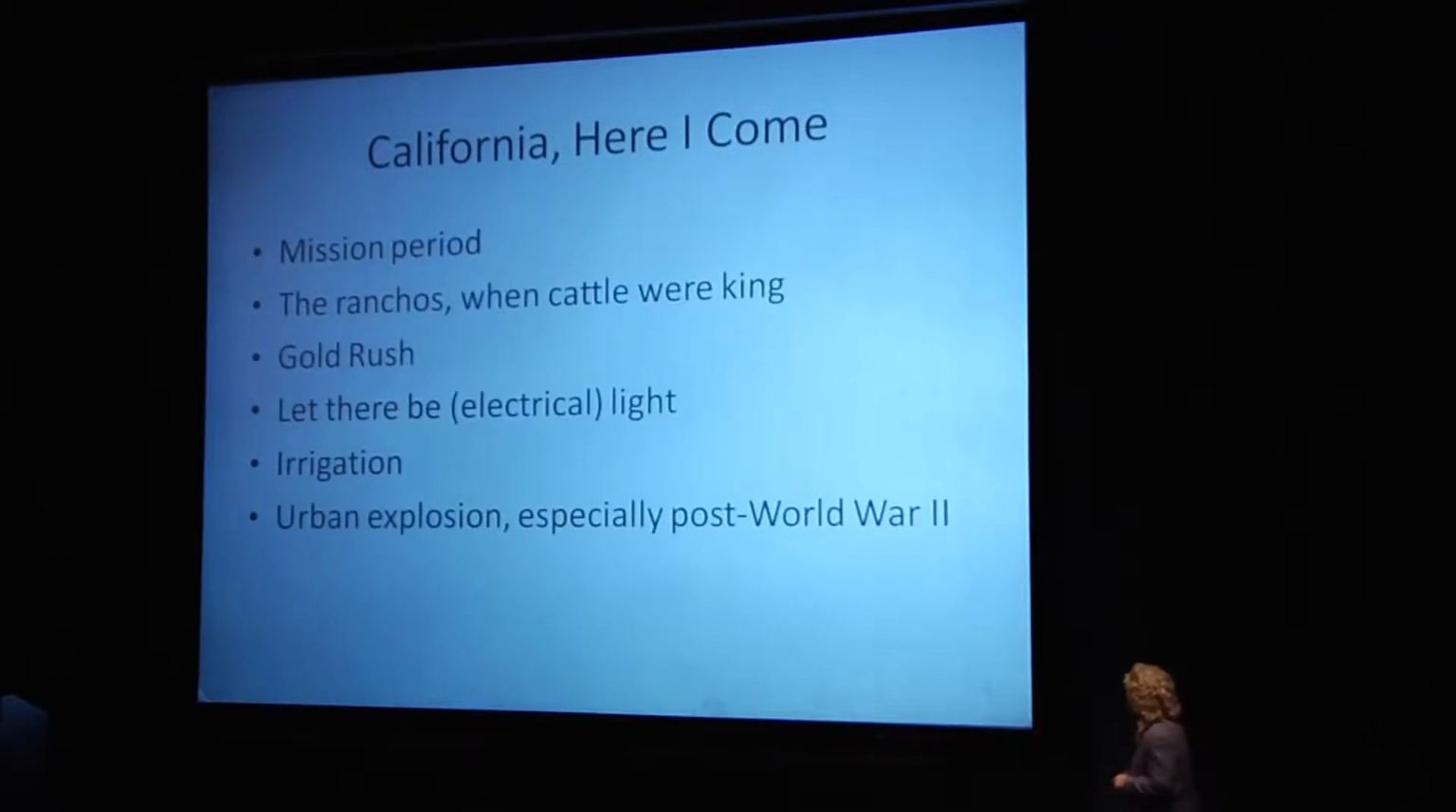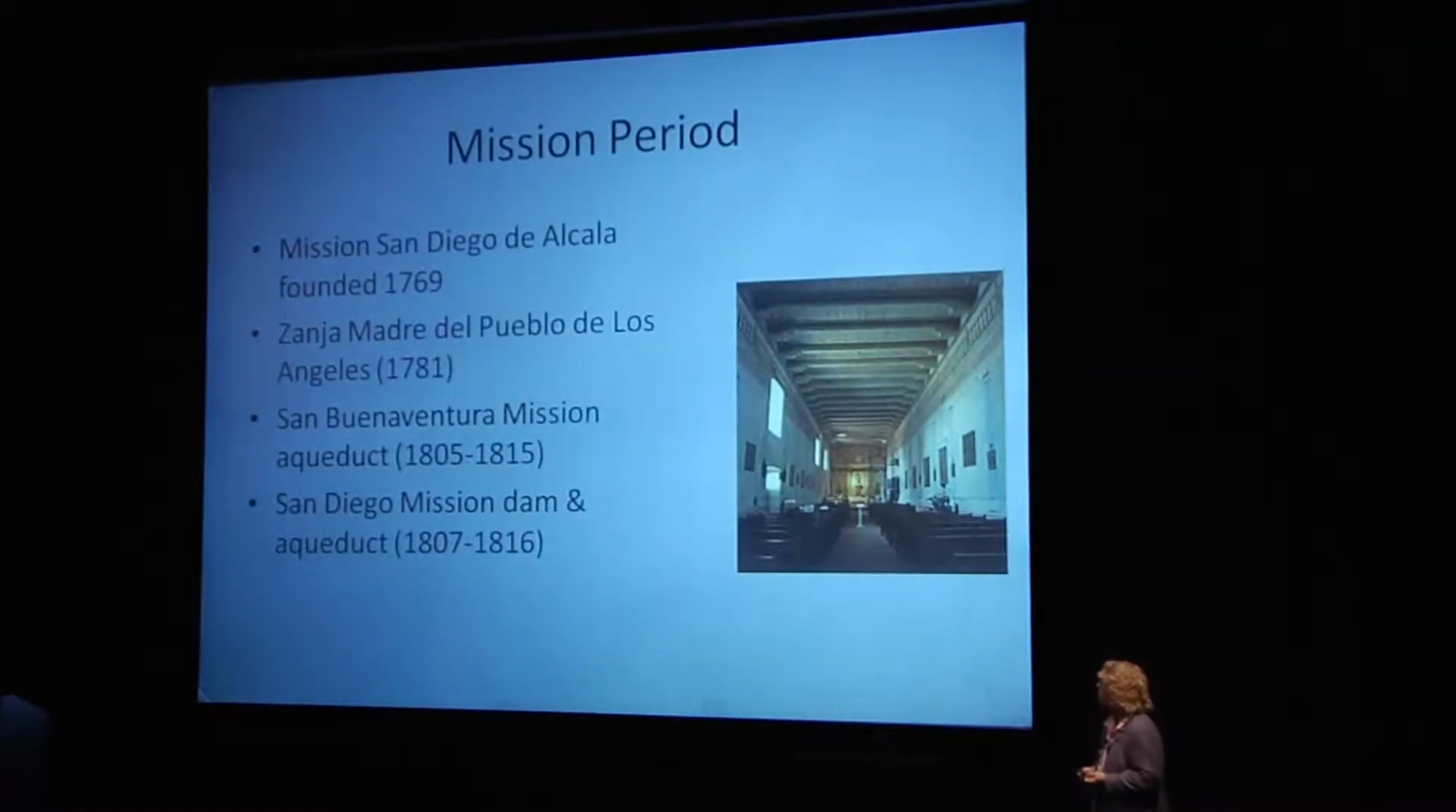Okay, so when we look at the story of water in California, one way to answer the question of how we got to where we are today is to look at it from a historical perspective and ask what kinds of conditions drove the development of water to where we are today. So we'll just quickly run through some of these.